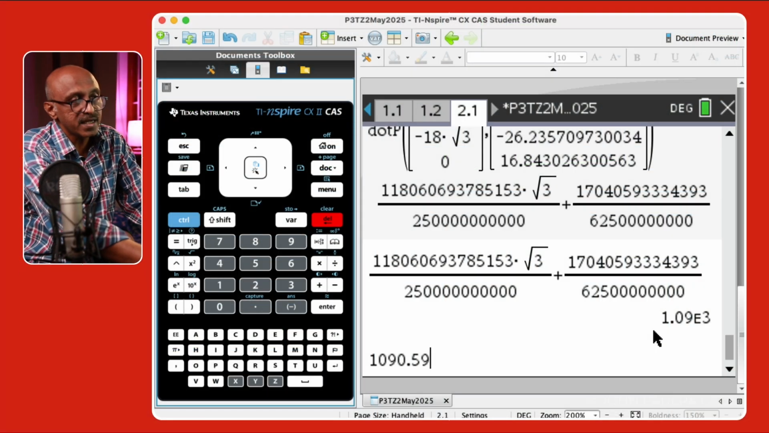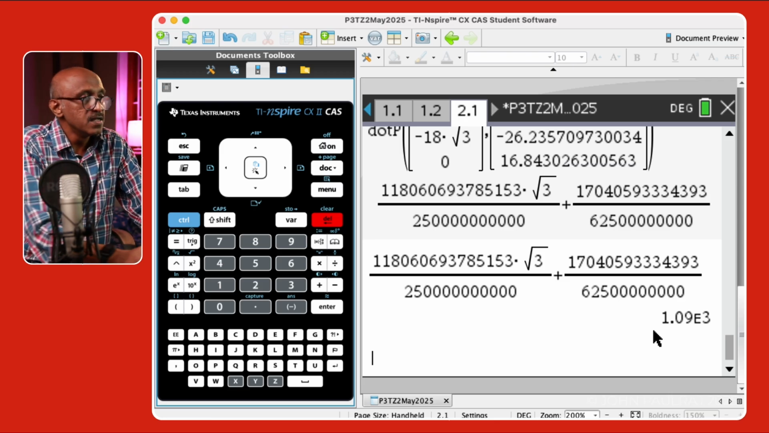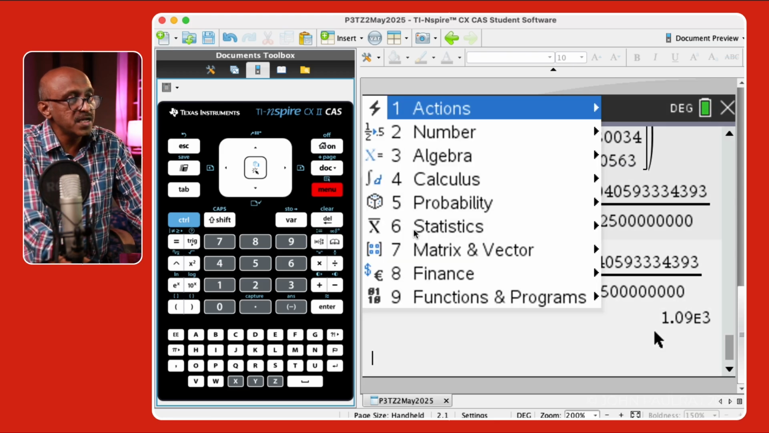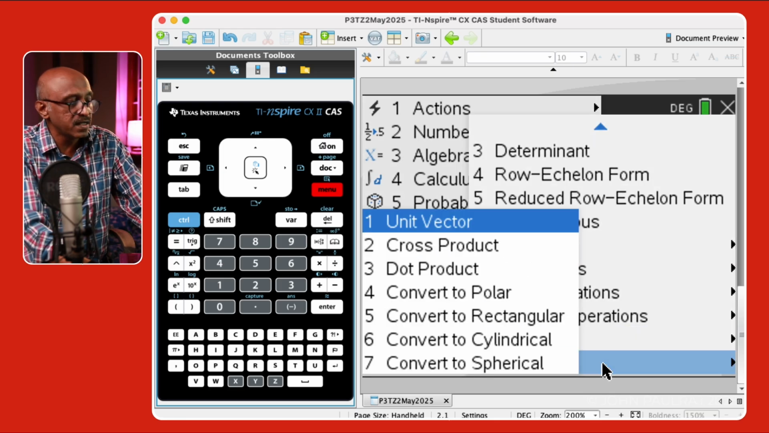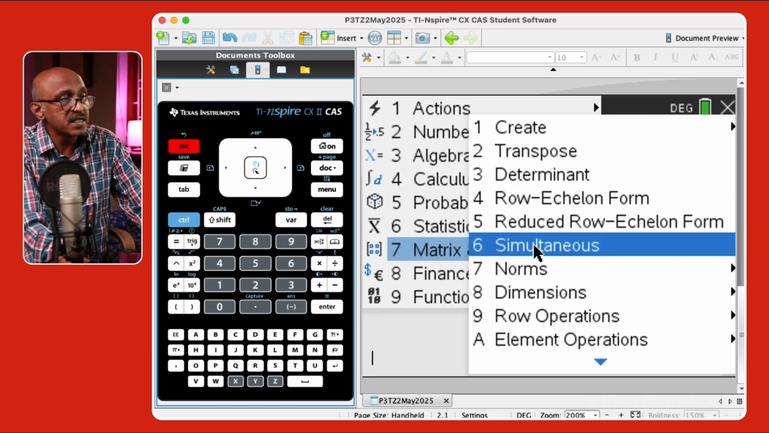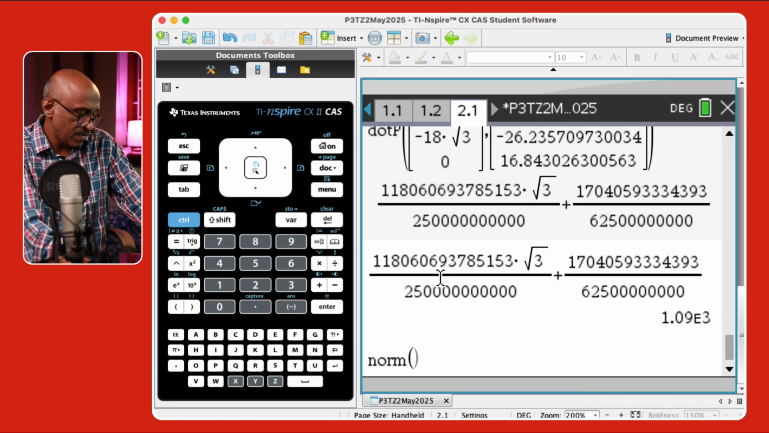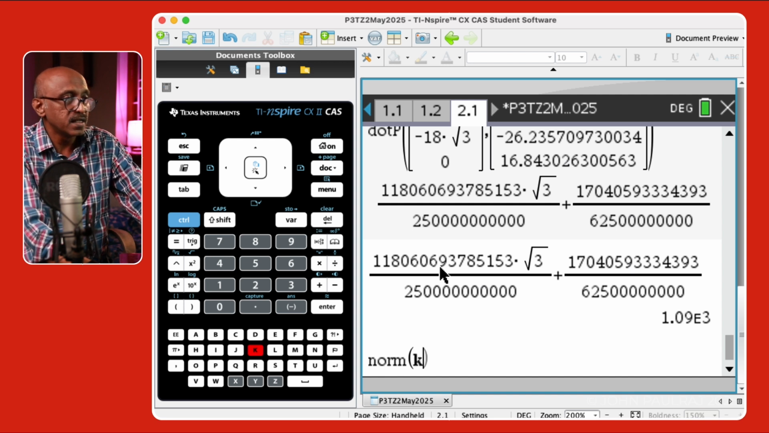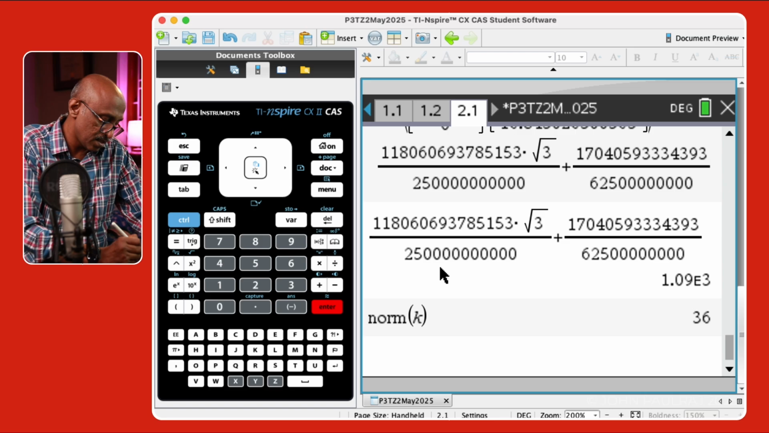When there's too much happening in the calculator, be very careful. So I go to menu, vector, and I'm going to find norm. Remember, that's how we are going to find the magnitude of the two vectors. There you can see that option, norm of the vector. We call it k, I believe. K is the vector 36, so I'm going to write 36.